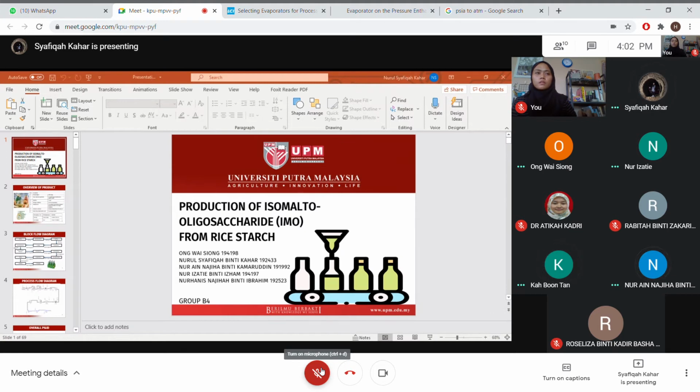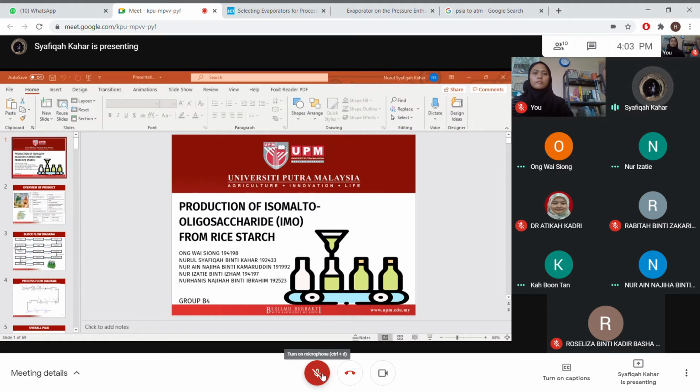Okay, this product is basically the IMO. This IMO can be formed as powder or syrup, but we choose syrup because if we have to produce the powder form, there will be, for example, spray drying, so the equipment will be increased and then the cost also might be increased.